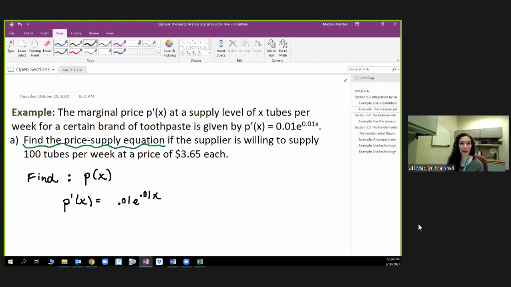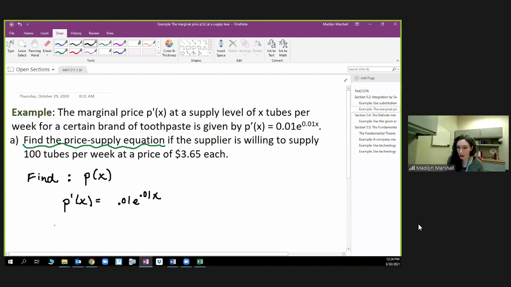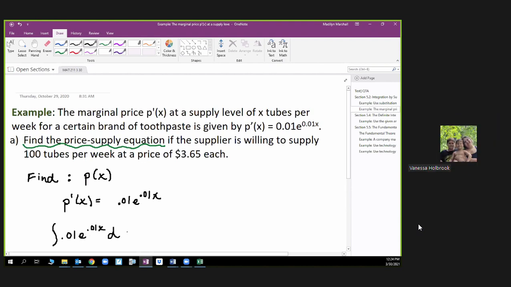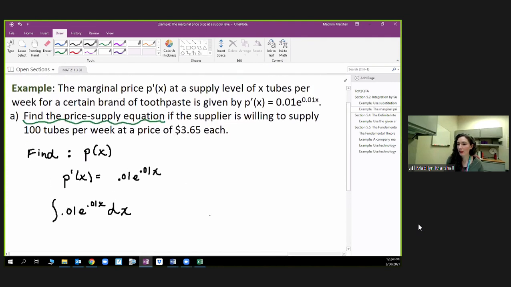So yes, if we are going from a derivative to an original function, that always means that we are going to take the integral. We did this with a marginal cost function last week, and now we're doing it with a marginal price. So yes, our u is that exponent part.